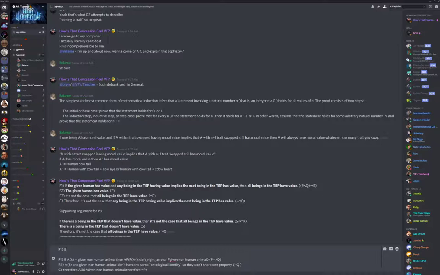Well, like, so what's being said here? What about the given non-human animal? Like if both beings are equal, they share all the same properties. If both are equal, they share all the same. What does P1 of argument 2 say?